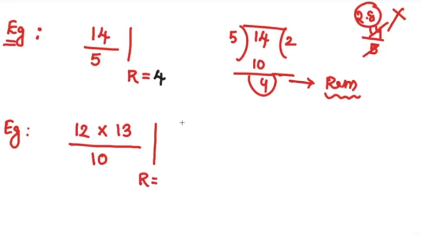And 12 into 13 divided by 10, what is the remainder if it is the question? So you can calculate the product of 12 into 13 first. 12 into 13 means 13 twos are 26 and 13 ones are 13. 13 plus 2 is giving a result of 15.